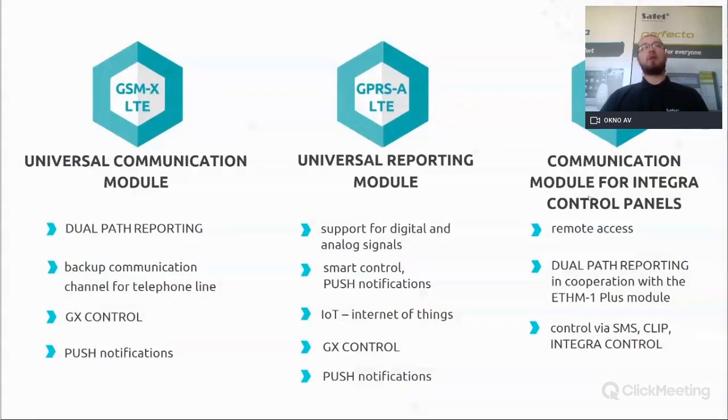Okay, to sum it up in a few words. So let's start with the GPRS-A. This is a universal reporting module with interesting possibilities, especially Internet of Things, analog zones, and temperature sensors that you can use control remotely from your phone or from mobile application. GSM-X gives you possibilities as the communication module with the dual path reporting if the site requires it, but also gives you a telephone line that you can use for the audio monitoring, but also to use on site as the normal PSTN telephone.